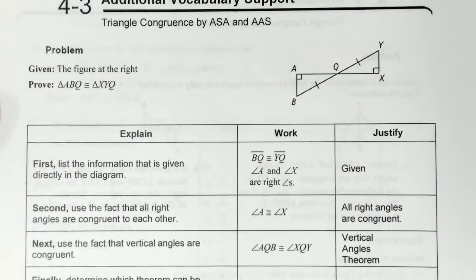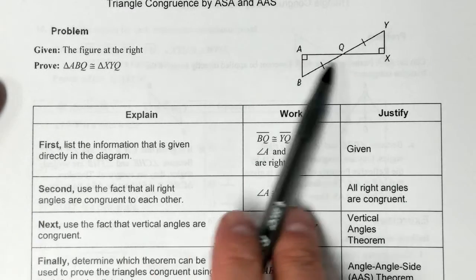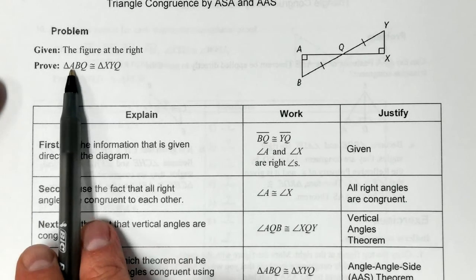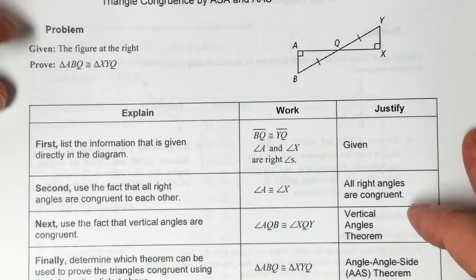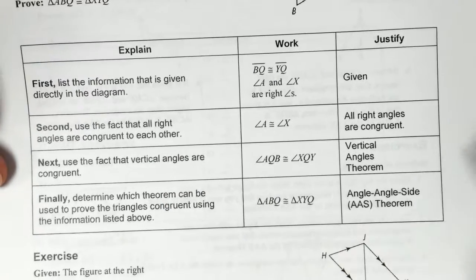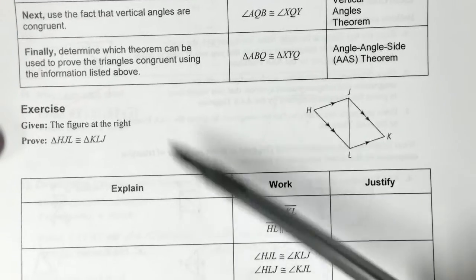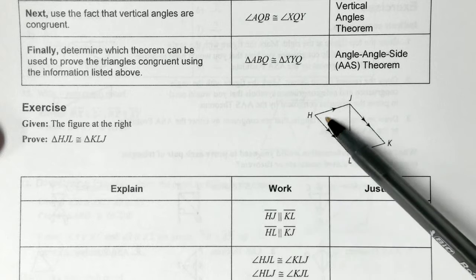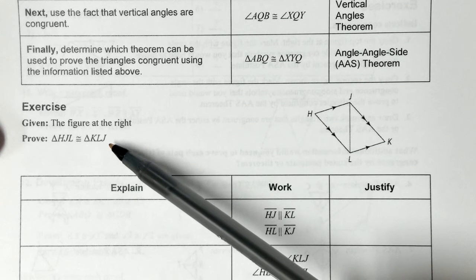So 5 for me. What we're given is the figure at the right, and then we want to prove that these two triangles are congruent, and there's an example. So basically, what we have is similar. We've got this figure, and we want to prove these triangles congruent.